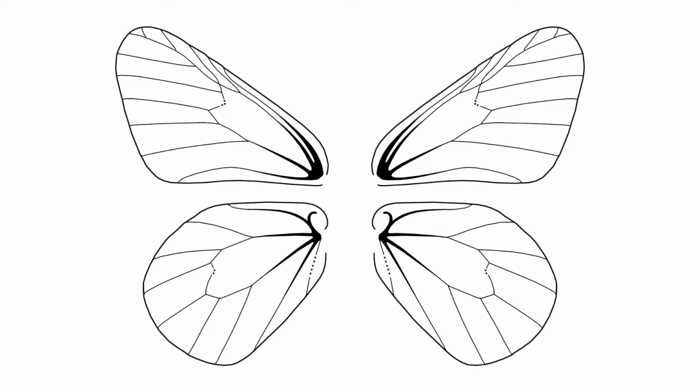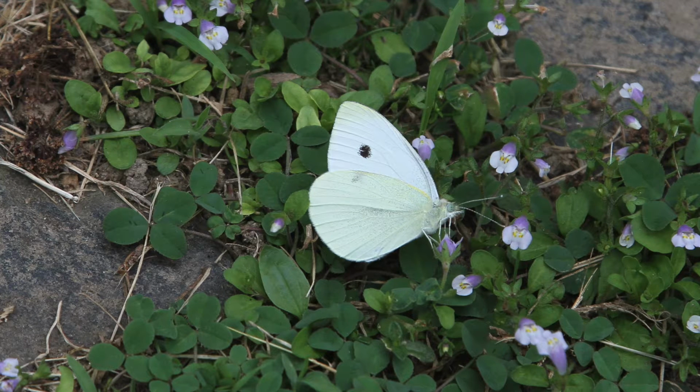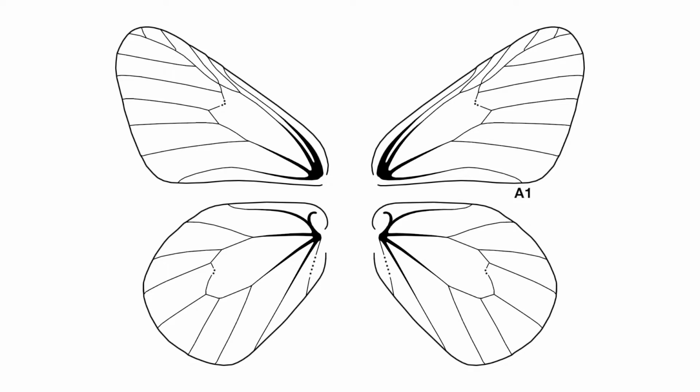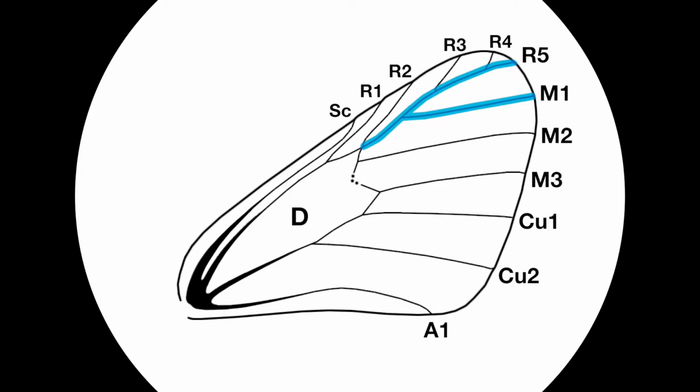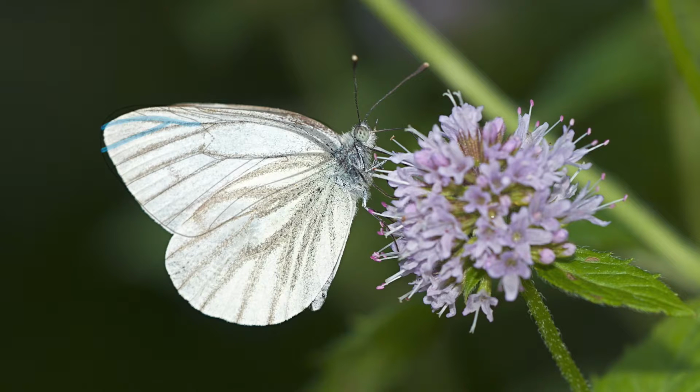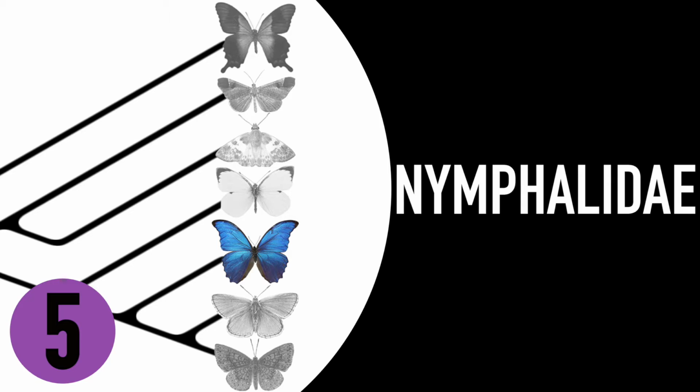Here is a generic pierid. Aren't they all, though? You can see that it only has 1 anal vein, so good news, I wasn't lying. Now, these are the only butterflies with this particular vein arrangement, with one of the veins from over here reaching up to the main vein. In scientific terms, we say that M1 is stalked with R beyond the discal cell. I like to call this the motorboat formation.